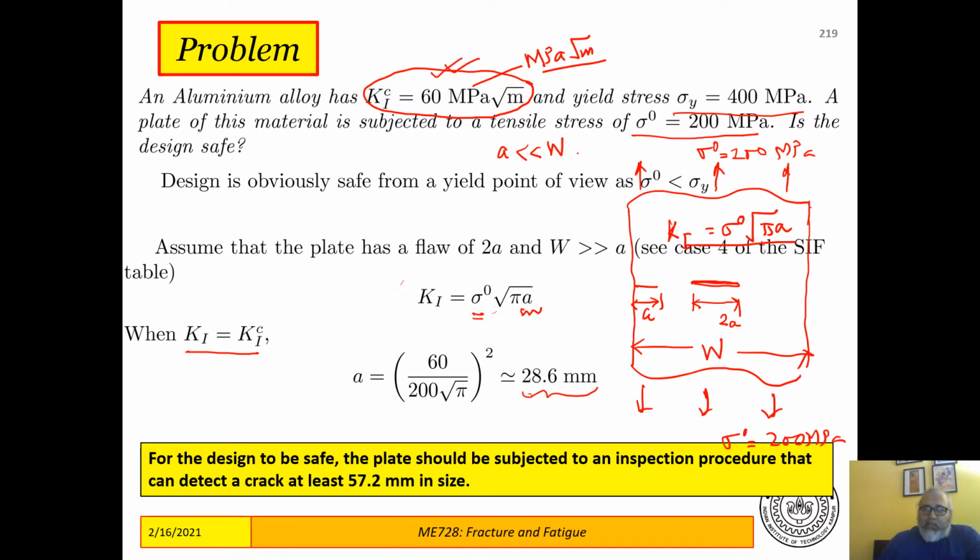So that's the idea of this problem, that you know how to design on the basis of yield. This is how you design on the basis of fracture. To do that, you need to know the K1C of the material. This has to be measured and given to you, and then you can do calculations of this sort and figure out what is the size of the crack that you can tolerate in the material. What is the flaw tolerance of this material?